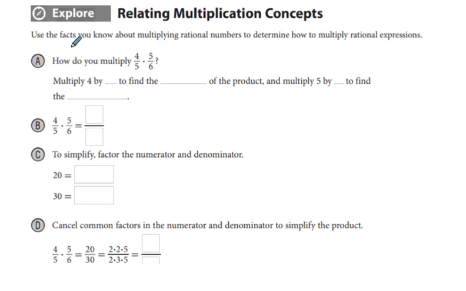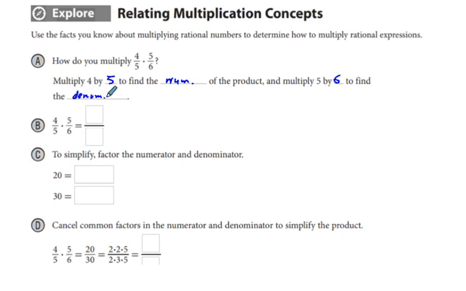Use the facts you know about multiplying rational numbers to determine how to multiply rational expressions. How do you multiply 4/5 by 5/6? Well, you multiply 4 by 5 to find the numerator of the product, and multiply 5 by 6 to find the denominator.